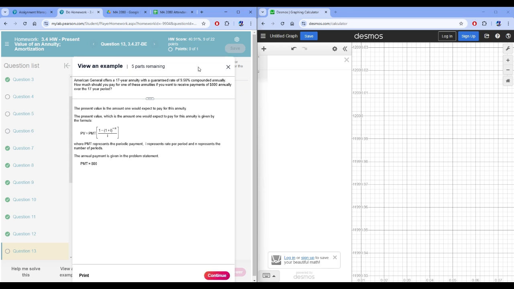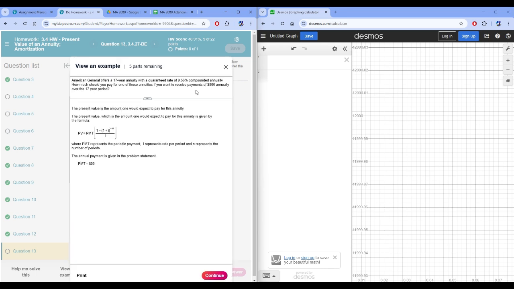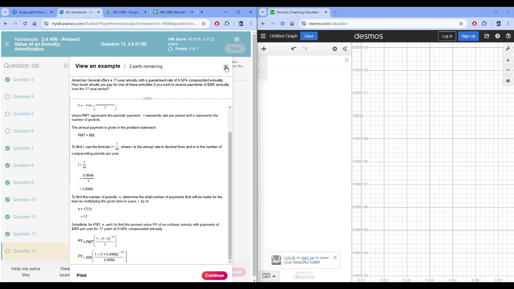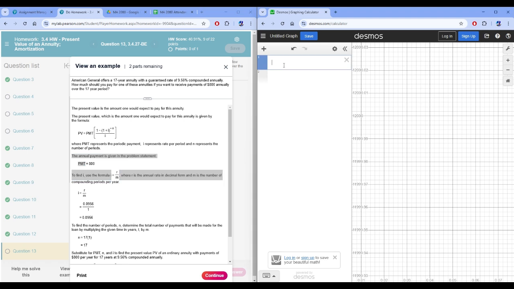Payments of 800. You've got to find I. And then find the number of periods, given by the number of payments. And you just plug it all in. I just need the equation then. The equation is up here. It's going to be a fraction: 1 minus parentheses 1 plus I raised to the negative, all divided by a number.